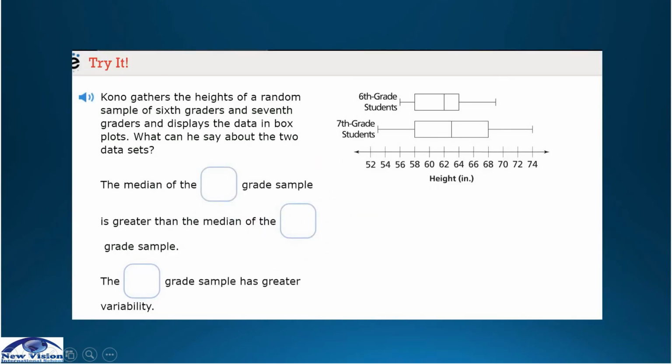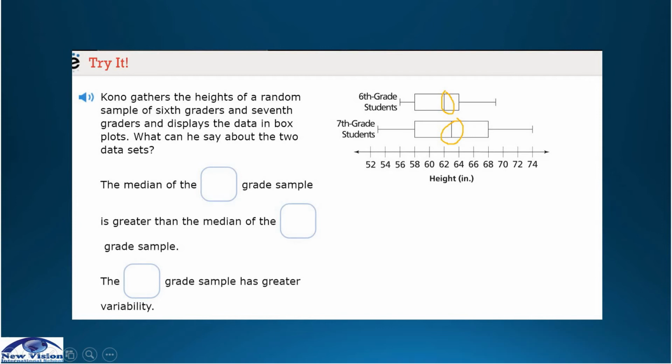I hope you understand or get something on problem number 1. So let's try this one. Try it number 1. Now looking at the 6th grade students and the 7th grade students, this is their height in their box plot. Now you will have the median here, and the second median for the 7th grader is at this one. Now compare their medians.